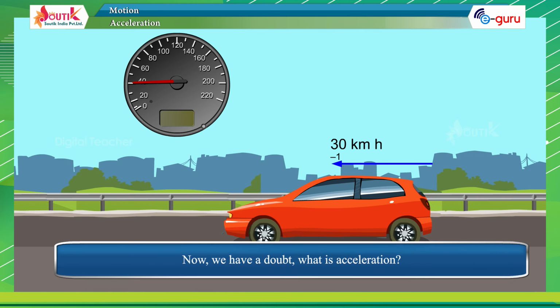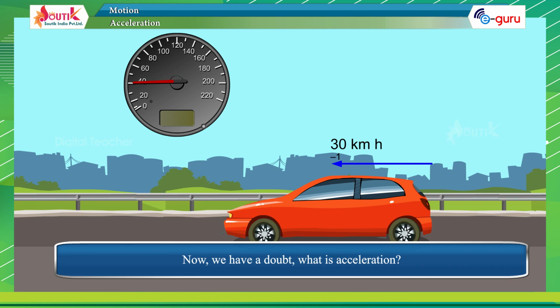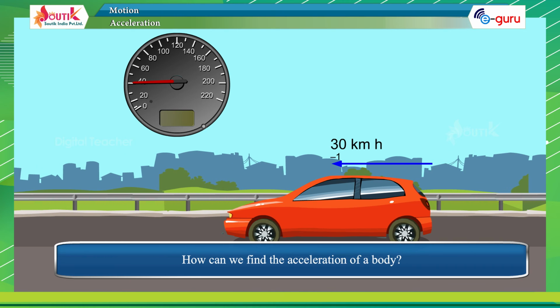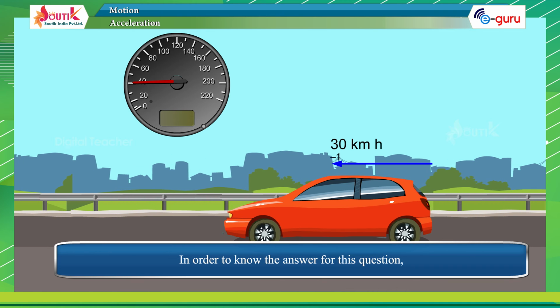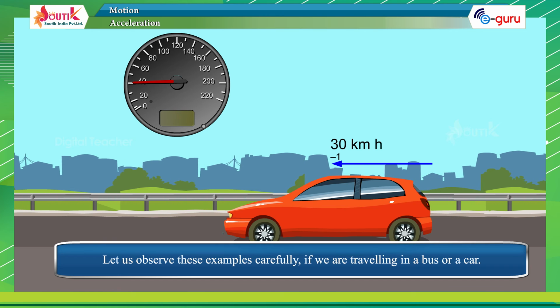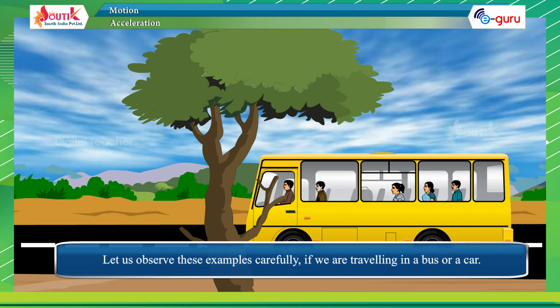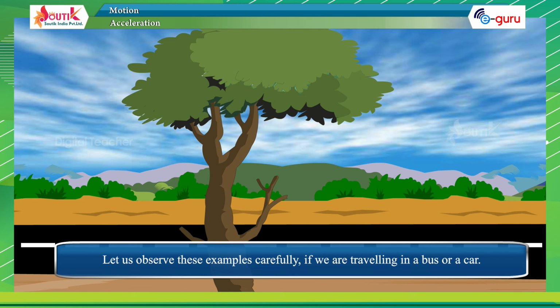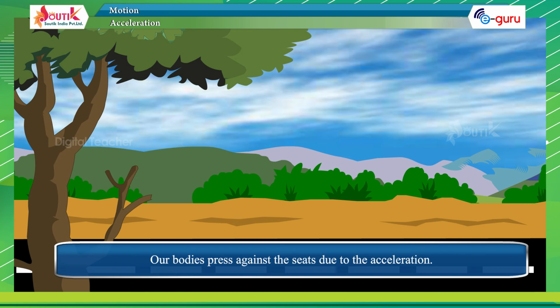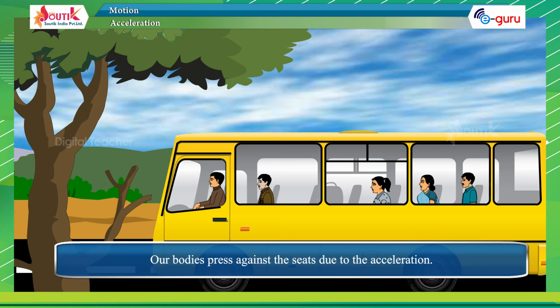Now, we have a doubt. What is acceleration? How can we find the acceleration of a body? In order to know the answer to this question, let us observe these examples carefully. If we are traveling in a bus or a car, when the driver presses the accelerator, then we experience that acceleration. Our bodies press against the seats due to the acceleration.